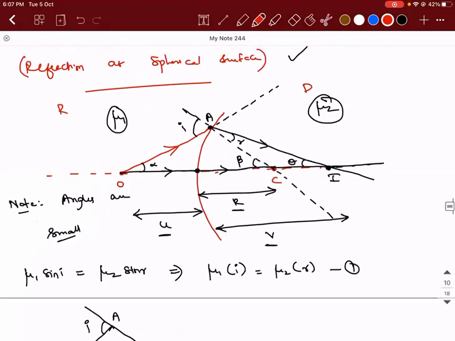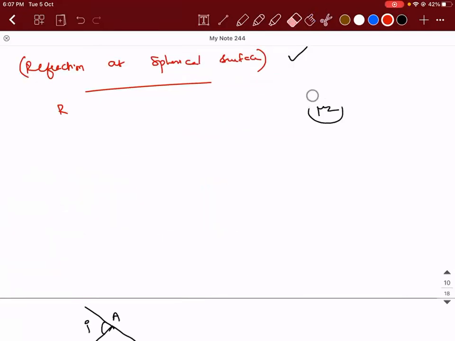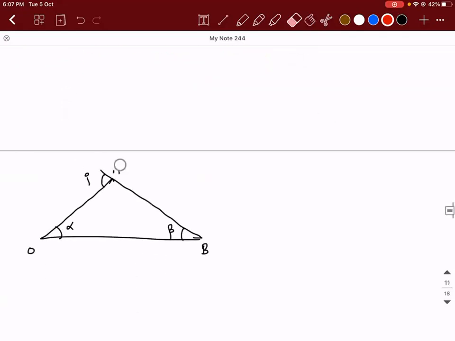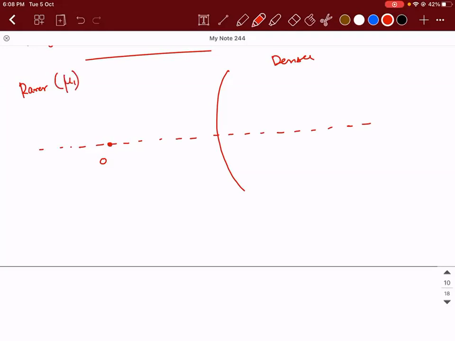So, when you have a spherical surface, or for that matter, a spherical boundary, and if I take a point particle placed here, let's say this is the rarer medium, this is the denser medium. So for the rarer medium, the refractive index is mu 1, and for the denser medium, the refractive index is mu 2, right?